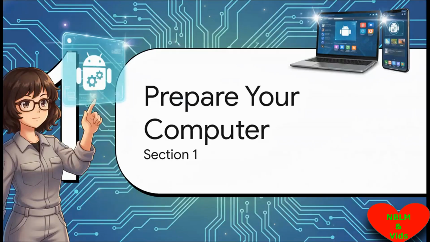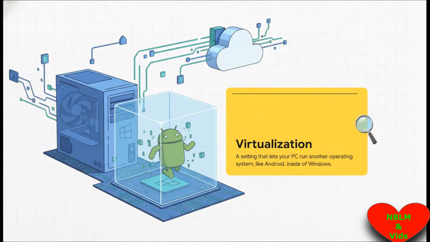Okay, first things first. Before we get to installing any software, we've got a little prep work to do on your computer. There's just one super important setting we need to flip on to make sure everything else runs smoothly. So what we're talking about here is something called virtualization. The easiest way to think about it is like it lets your computer build a secure little digital room, a sandbox, where we can run Android. That way, it never messes with your main Windows system. This is basically the foundation for this whole project.